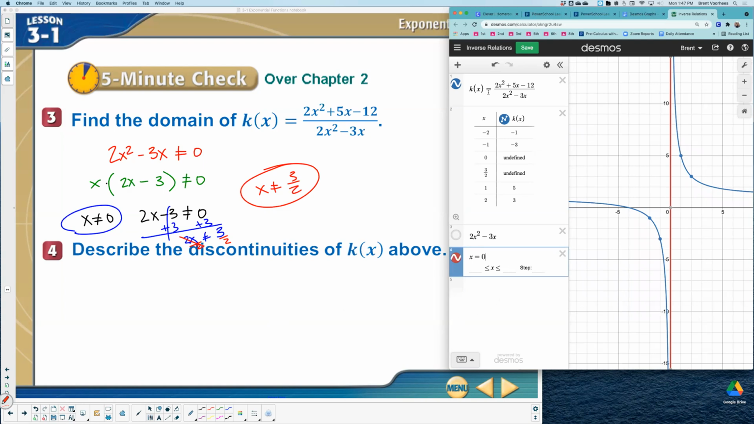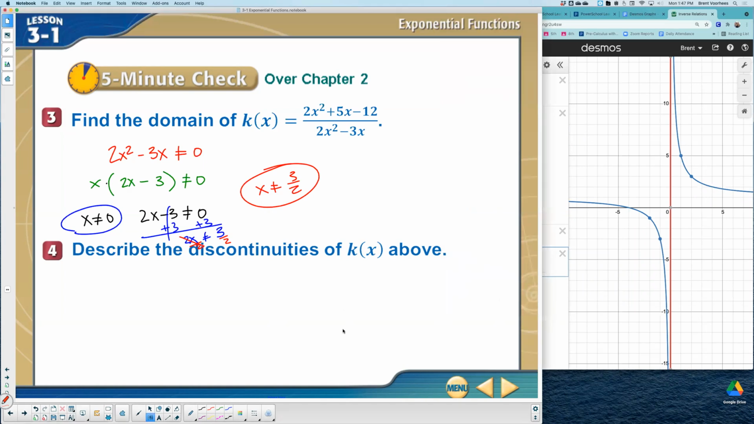The blue graph of k of x goes to infinity at the zeros. They go to positive and negative infinity. So yes, that's an infinite discontinuity. So you'd say k of x has an infinite discontinuity at x equals 0.